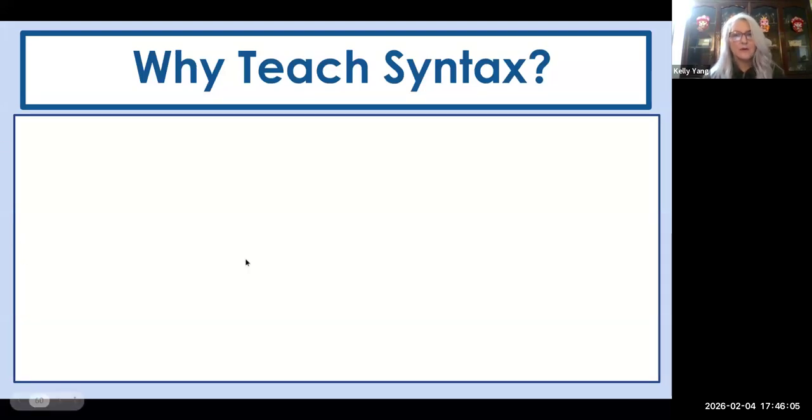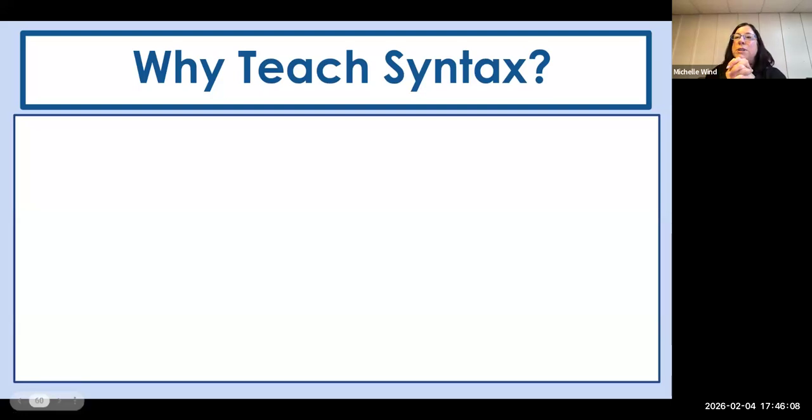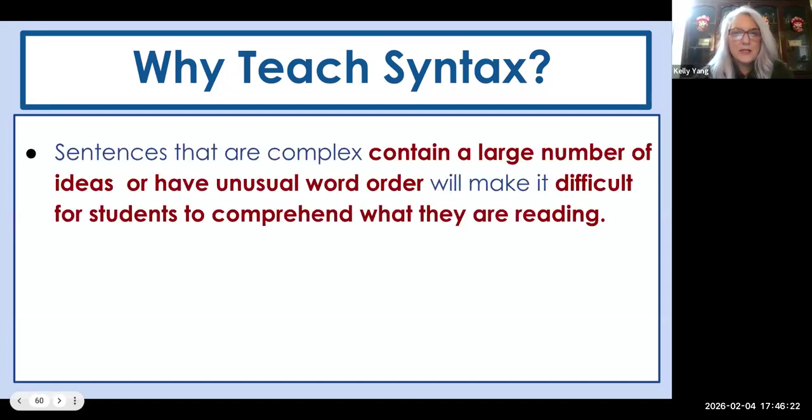In this session, we're really looking at how syntax helps students understand text at the sentence, paragraph, and passage level. So why would we teach syntax? Well, sentences that are complex and contain a large number of ideas or have unusual word order make it difficult for students to comprehend what they're reading. What I always say is the further the subject and the predicate are from each other or from the beginning of the sentence, the more the complexity increases.